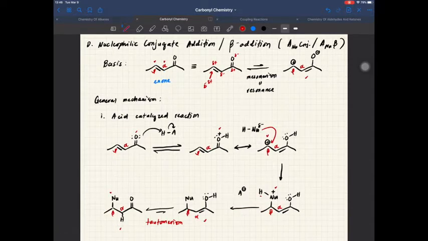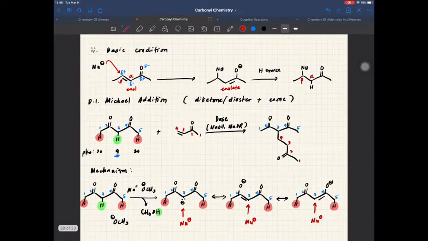Nucleophilic conjugate addition or beta addition is much relevant in the context of what we call the Michael addition. Michael addition is the reaction of a diketone or diester with an enone. So what happens here is that suppose we have a diketone. This one is our diketone and our enone. Our diketone has many alpha hydrogens here. We have the red alpha hydrogens and the green alpha hydrogens.